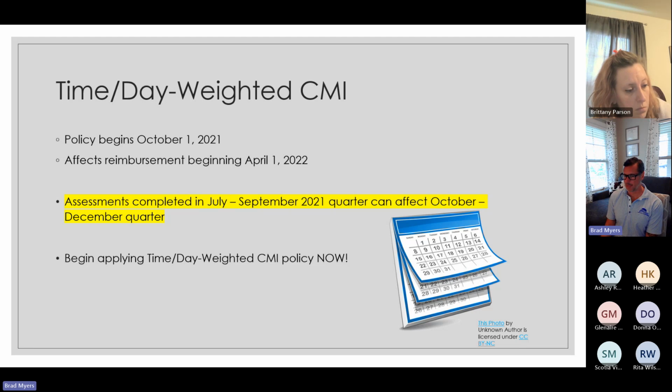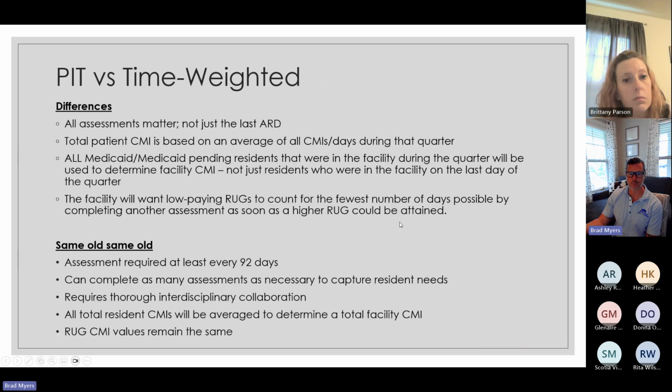Because of this time weighted, some of the assessments, some of the days that are going to affect the October quarter are actually going to be done in the July through September quarter, just like it was when we initially transitioned to time weighted. So expect to hear a lot more about that as we know more from the state, if we know more from the state, but we really have to start optimizing case mix in advance of October 1st.